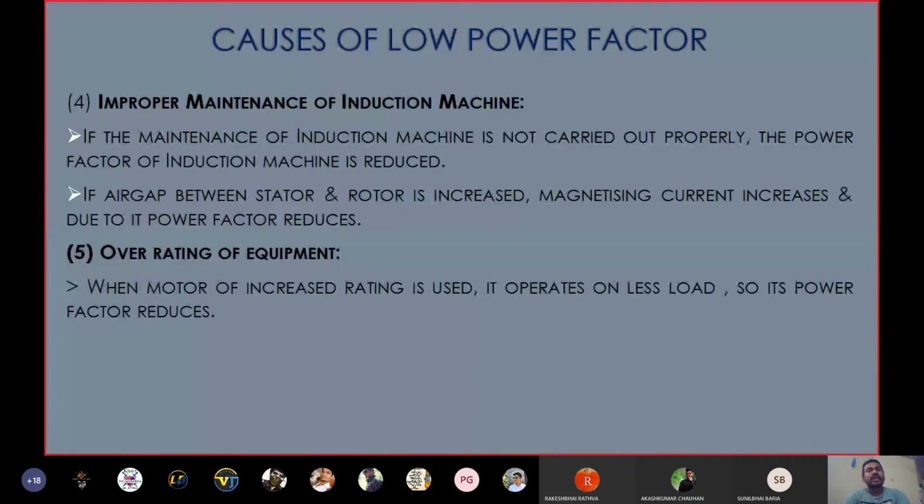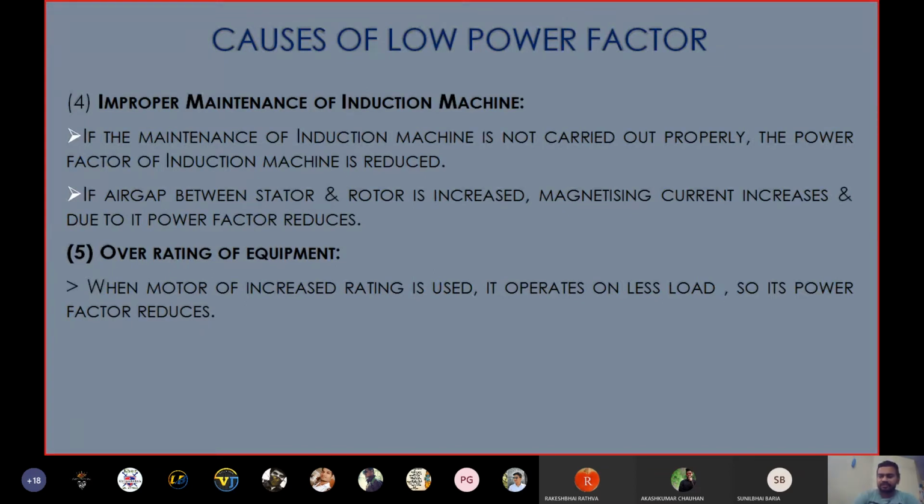Another cause is improper maintenance of induction machines. As we discussed earlier, 90% of the load is of inductive type, and if the maintenance of those machines is not done properly, then they draw more current from the source, and when they carry more current from the source, the power factor will reduce.